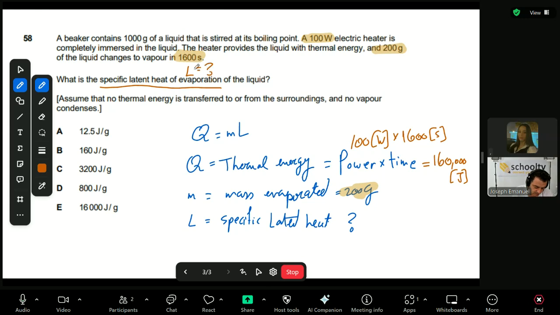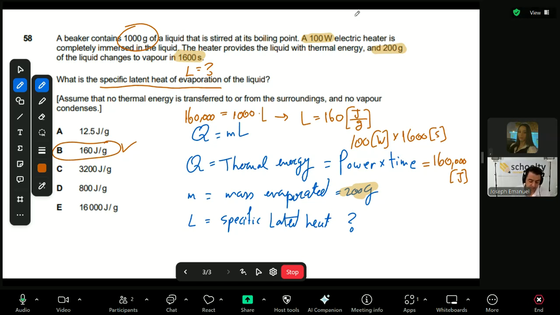L. So we have Q is 160,000. m, the beaker contains 1 kilo, so 1,000 grams, multiplied by L. So our L is actually, taking out 3 zeros, 160 joules per gram. So the answer is B.